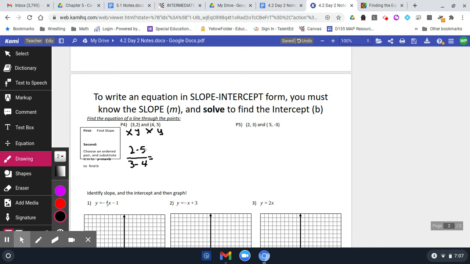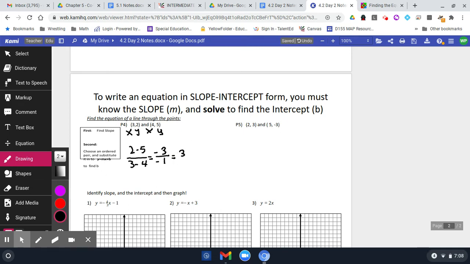So 2 minus 5, that's going to be a negative 3, all over 3 minus 4, so 3 minus 4 will also be negative 1. Okay, so notice that I now have 2 negatives, right? So 2 negatives make a positive. So this is actually going to be a positive 3 over 1, and 3 divided by 1 is just 3, so a slope of 3.